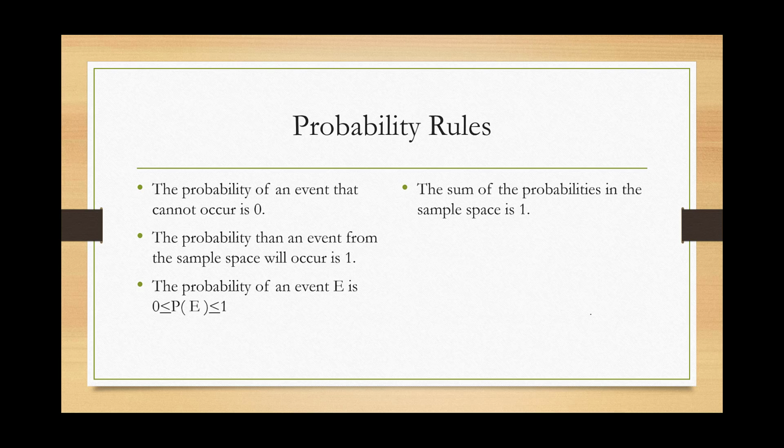Regardless of what we're looking at, if we're looking at empirical or if we're looking at theoretical, we have a few rules that probability always follows. First, the probability of an event that doesn't occur is zero. The probability of an event from a sample space that will occur is one. The probability of an event is always greater than or equal to zero and less than or equal to one. And then the sum of all the probabilities in the sample space is one.